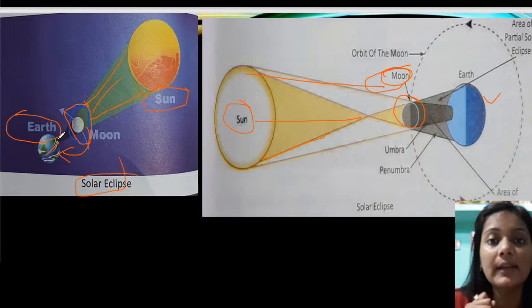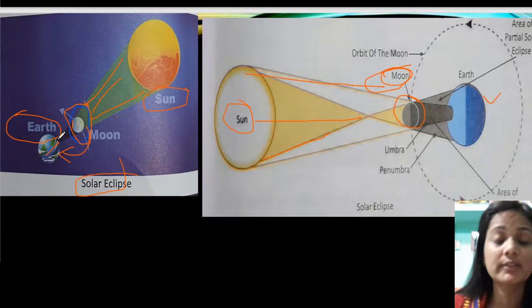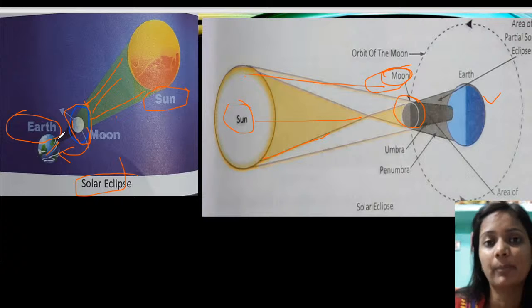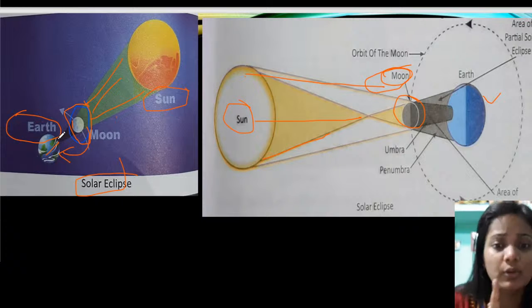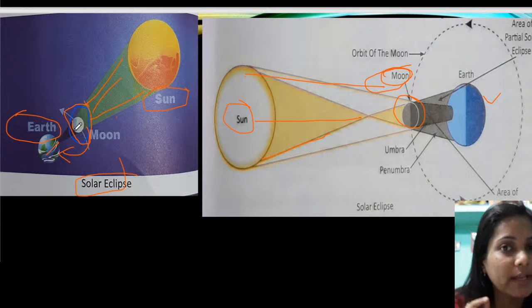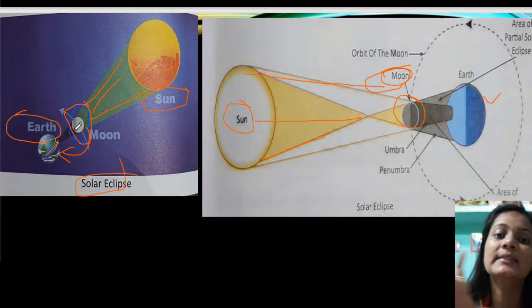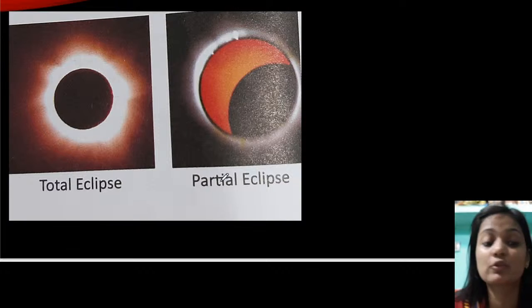Moon, sun and earth. Maybe they are in a straight line, maybe they are not. Suppose all these three, sun, moon and earth, are placed in a straight line, then a total solar eclipse occurs. And if they are not placed in a straight line, then we can say a partial solar eclipse occurs.